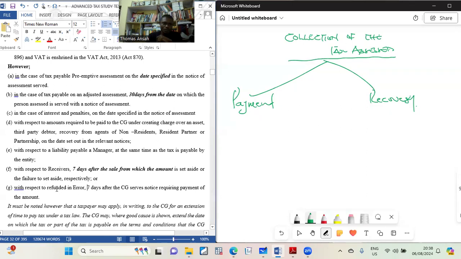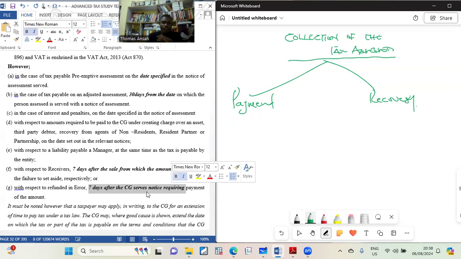Then with respect to amounts refunded in error, the same thing, 7 days after the Commissioner General served the notice. So both receivers and amounts refunded in error are 7 days. All the others are the dates that are specified in the letter that they sent to you. All right, so that is that.